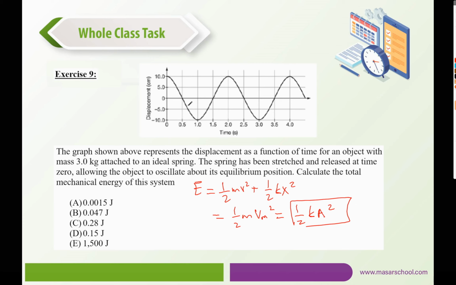Now the period is given by 2 pi square root m over k. Now T squared is equal to 4 pi squared m over k.